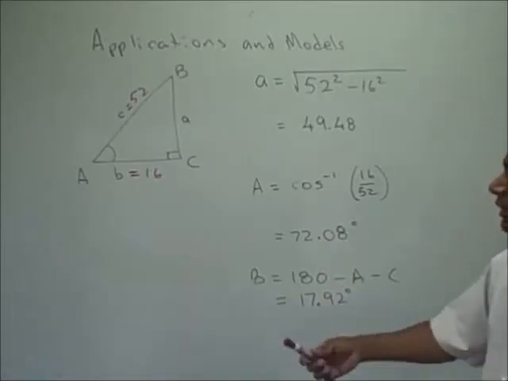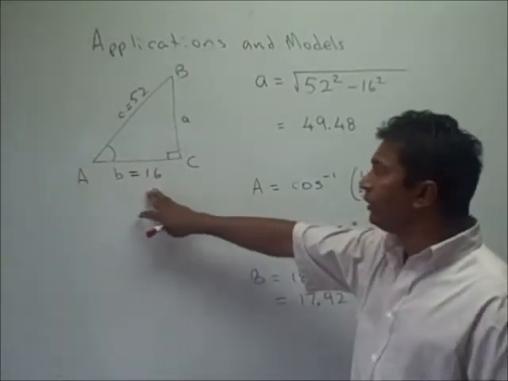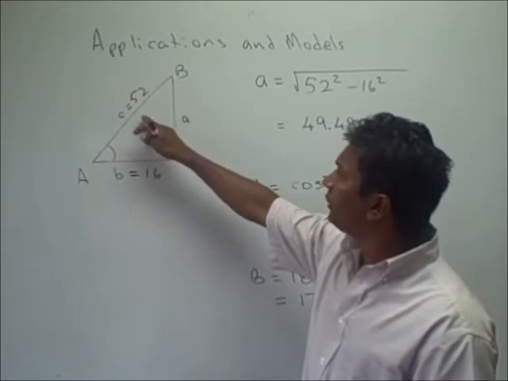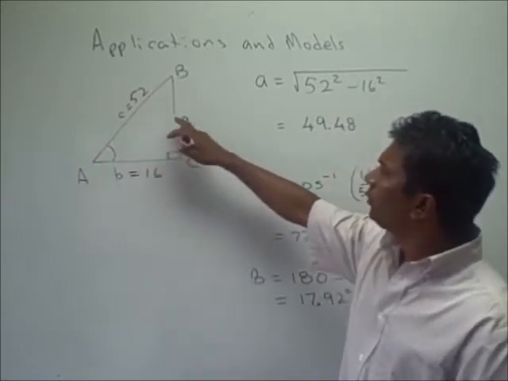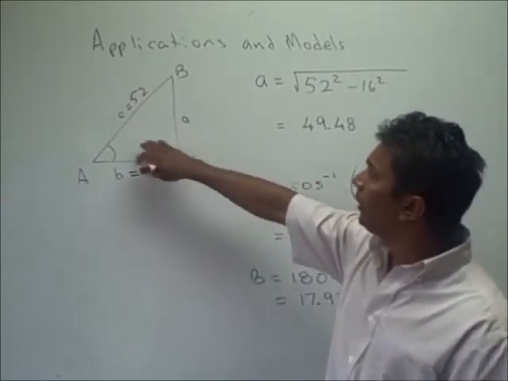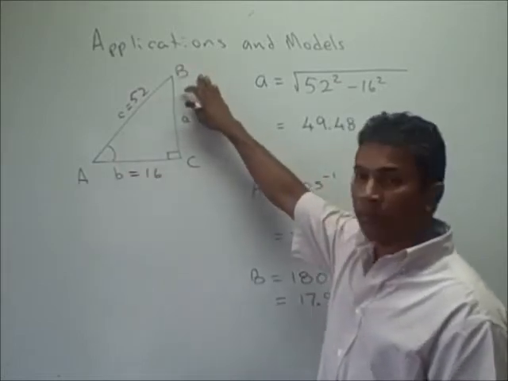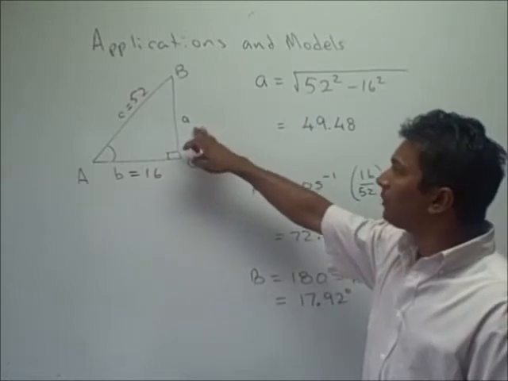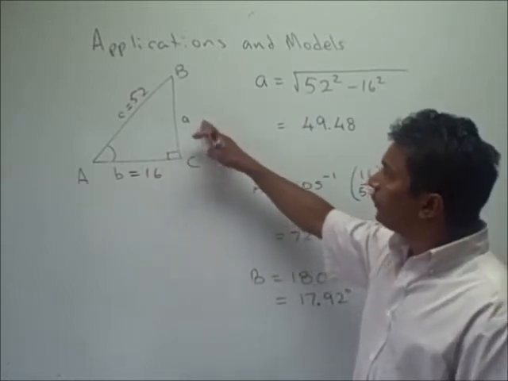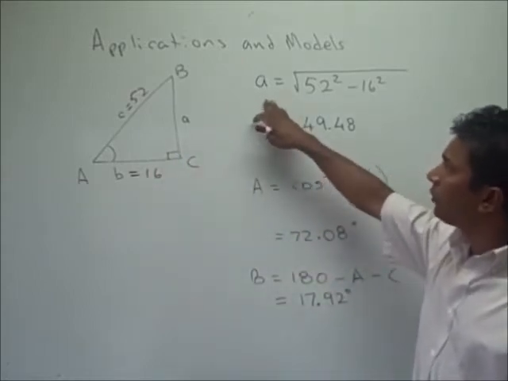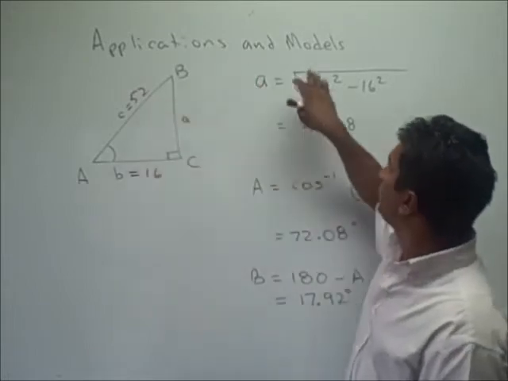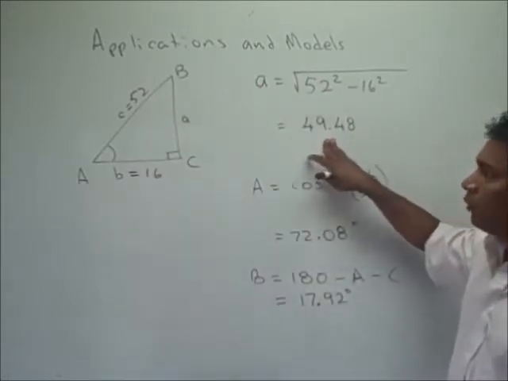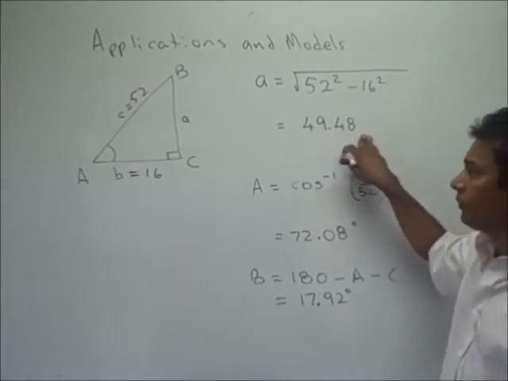So here we're given that side b is equal to 16 units. Side c, the hypotenuse, is equal to 52 units. So we're trying to find side a and angle B. Since we're given two sides, we can use our Pythagorean theorem to find side a. We know side a is equal to the square root of the hypotenuse squared minus b squared. And this comes out to give us 49.48 units.